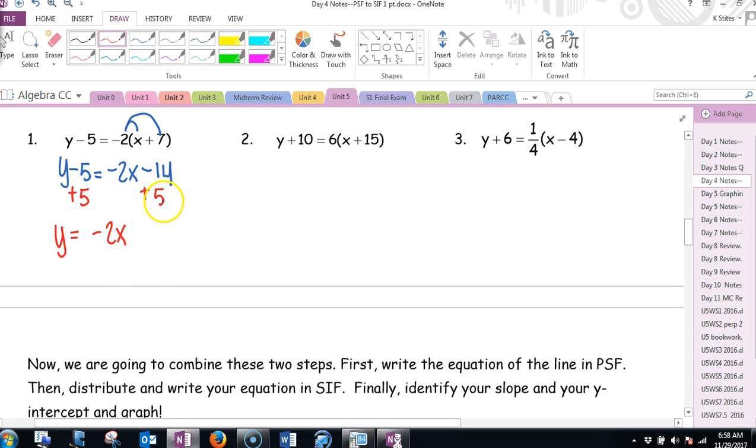Negative 14 plus 5 is negative 9. And then you have slope-intercept form. So this is SIF, slope-intercept form. Alright, again, you're starting in point slope. Distribute first.